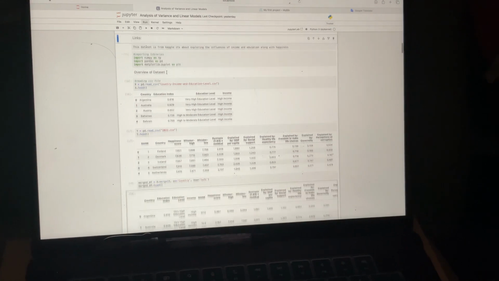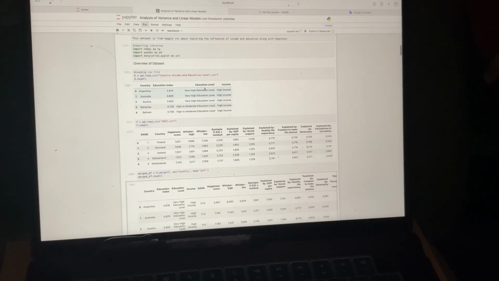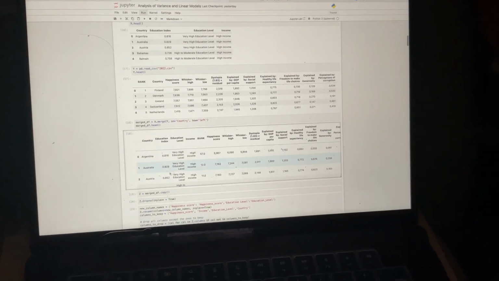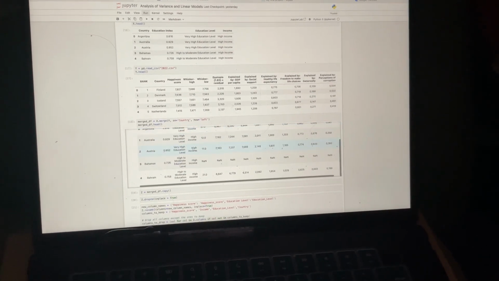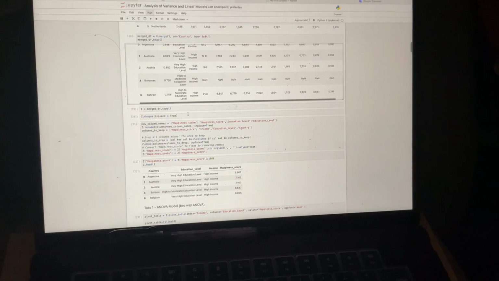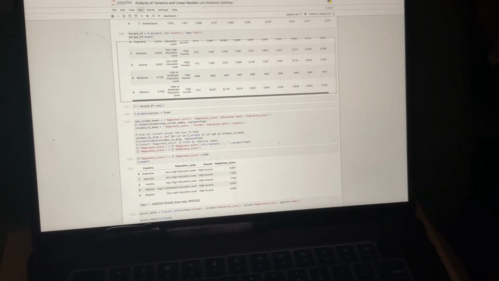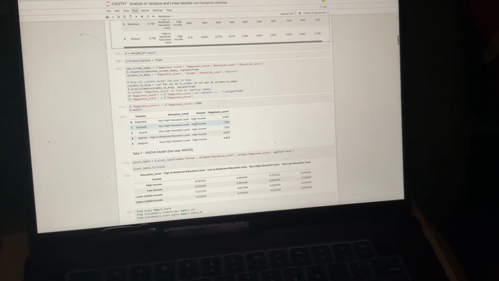Up here, this is importing all the libraries needed. This is reading the first CSV file and the second CSV file. This is merging the 2 together, then renaming the columns, and then dropping the columns that are not needed. So this is them combined.